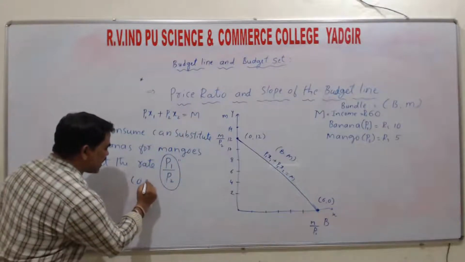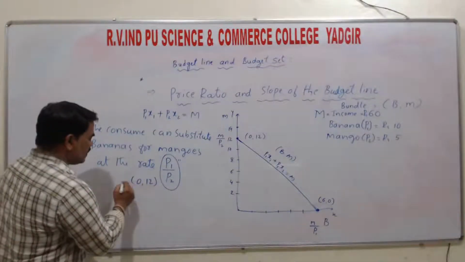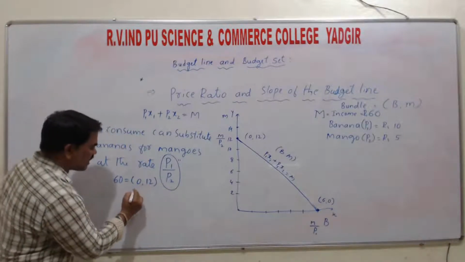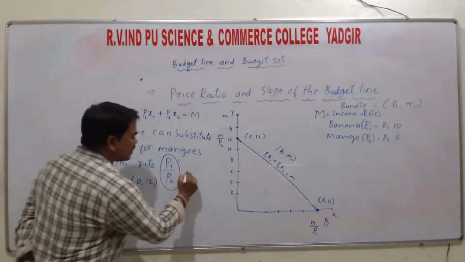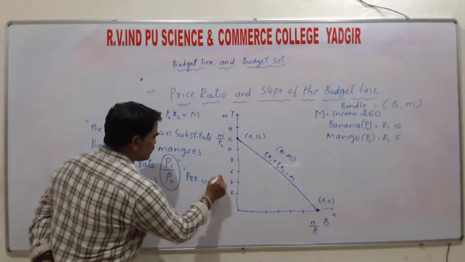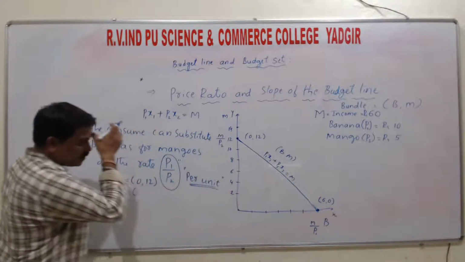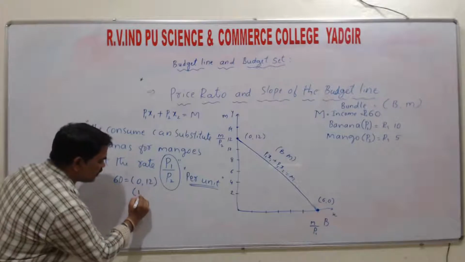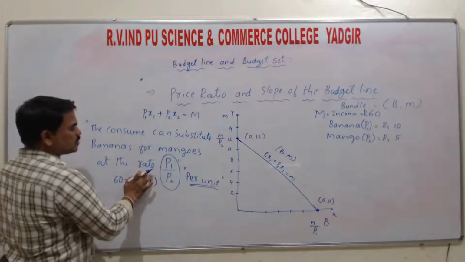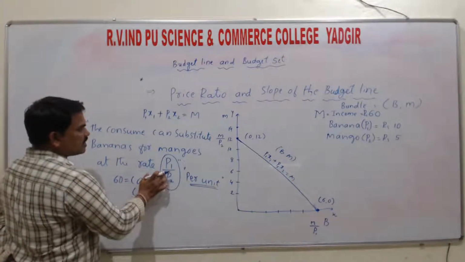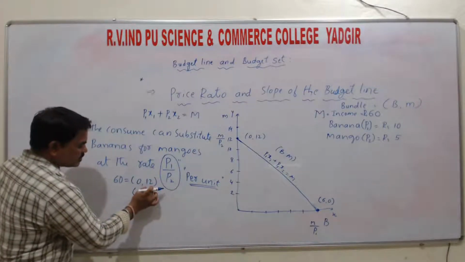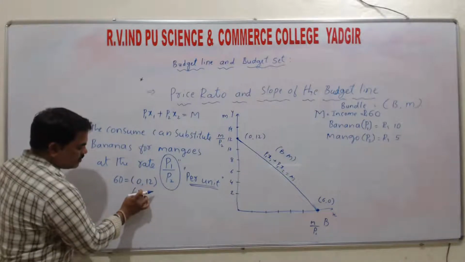Again, I will repeat the same example. With this income, he is getting 0 banana and 12 mangoes. This is per unit addition. So per unit of banana, if you want to add, how much does he have to forego? What is the rate he has to substitute? This is the rate. He has to substitute bananas for mangoes. This is the rate. Here he has to substitute for one banana.